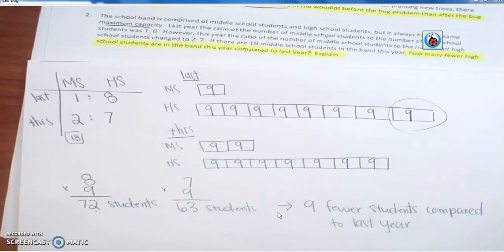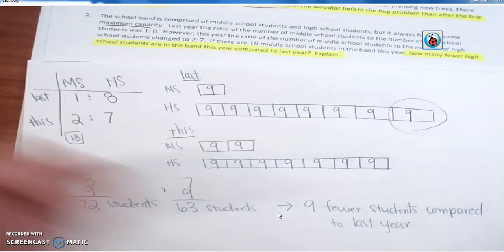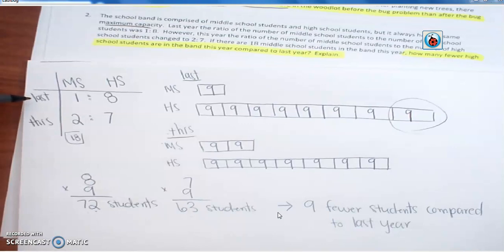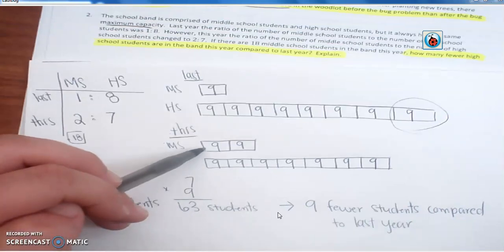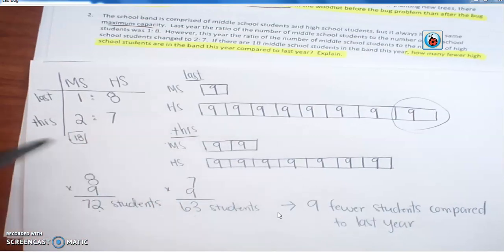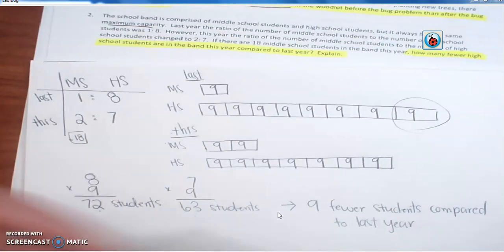Okay, so there was another example of a problem set where your ratio changed. Just a quick review, we made our table. This was based on what we read in the problem. It told us the ratio for last year, middle school to high school. It told us the ratio for this year, middle school to high school. It also told us how many middle school students were in band this year, 18, and we had to know that in order to figure out what goes in our tape diagram. Okay, this year, middle school students, there was 2 boxes with 18 total. So we just divided by 2, put 9 in each box.